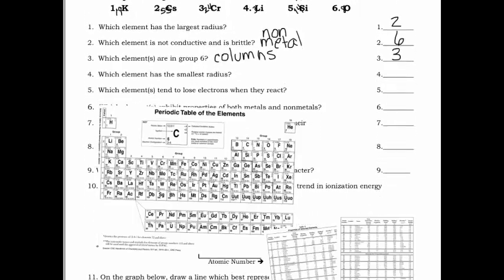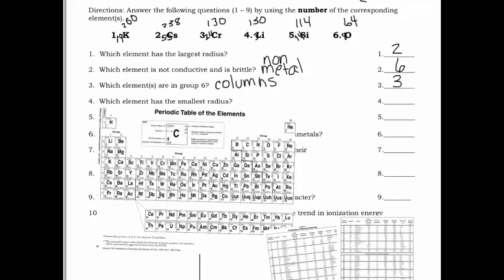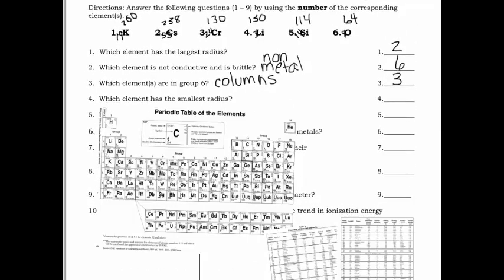I'm going to move this stuff up a little. Which element has the smallest radius? Well, it's a good thing I wrote down all those radii. Now I can look at them. My smallest one was oxygen, number 6.